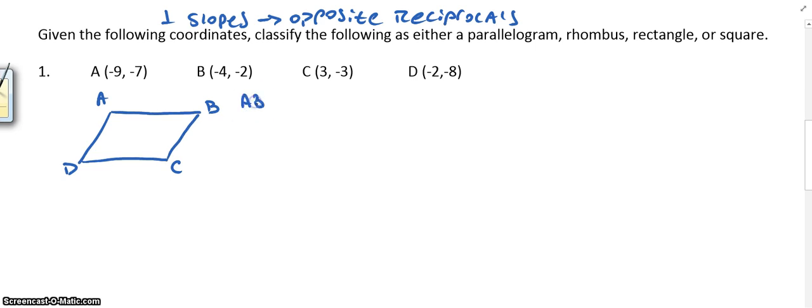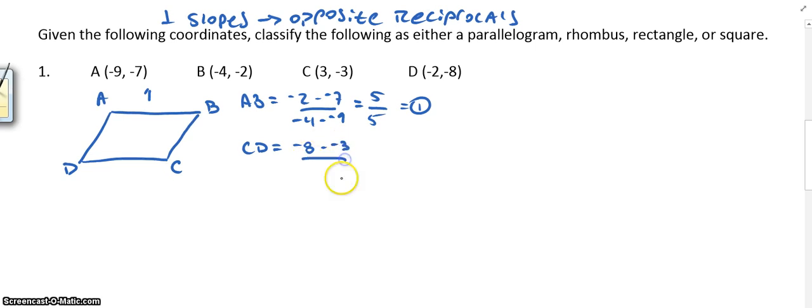So let's look at the slope of AB to start. We have y2 minus y1 over x2 minus x1. So keep change gives me 5 over 5, which reduces to 1. So we know that's 1. Now let's go CD. And we have negative 8 minus negative 3 over negative 2 minus 3, which gives me negative 5 over negative 5, which reduces to 1. So, alright, good start. We know opposite sides are parallel there.